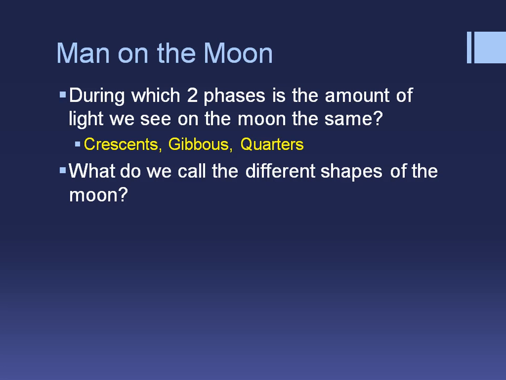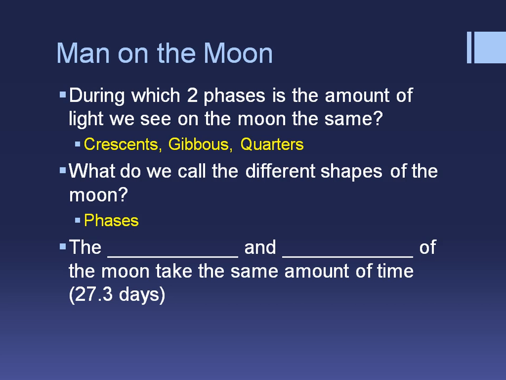The next one was, what do we call the different shapes of the moon? That's pretty simple, it's just phases. And then almost the last one there, the blank and blank of the moon take the same amount of time. And that, of course, is 27.3 days, so therefore it has to be rotation and revolution. Remember, the rotation and revolution of the moon take the same amount of time, and that's why we always see the Man on the Moon facing towards us.